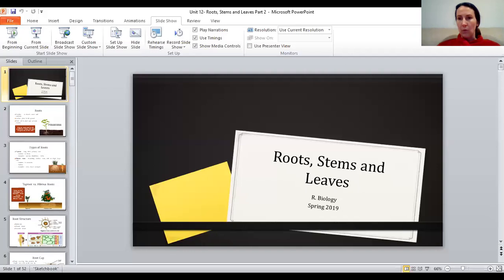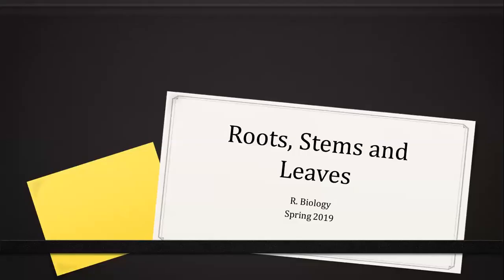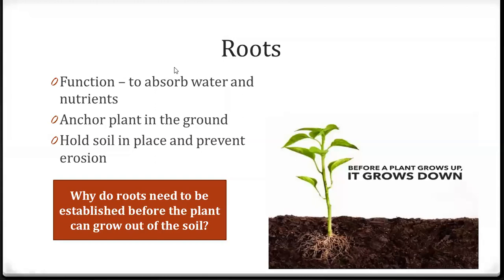This is in the packet that you already have, the one we were working on before break. I posted it on Google Classroom too a while ago. Okay, so this section is on roots, stems, and leaves. So roots. The function of a root is to absorb water and the nutrients and to hold the plant in place. It also prevents erosion or the soil eroding around it.